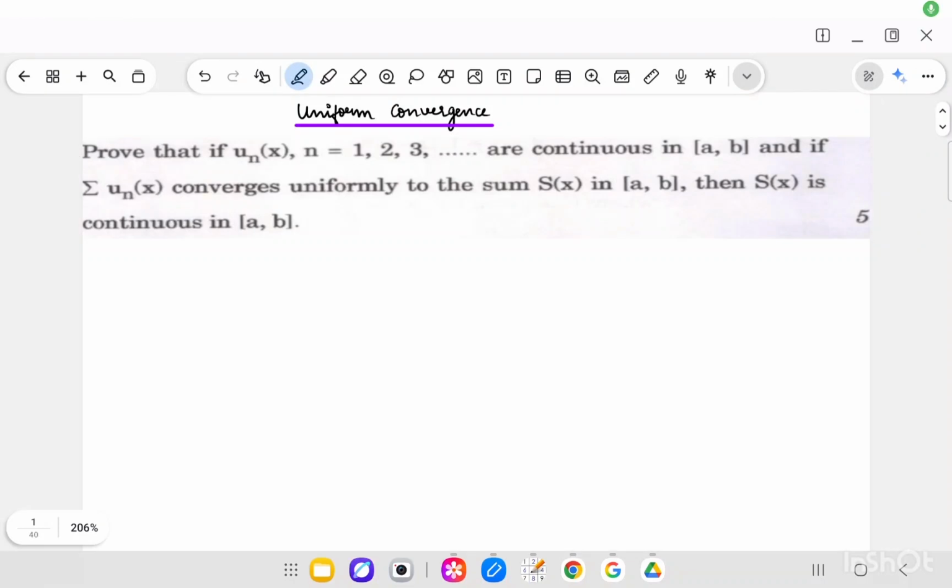Today we'll discuss questions asked on uniform convergence. It is one of the important topics for real analysis, and almost every year at least one question is asked on this topic. So let's discuss its questions one by one.